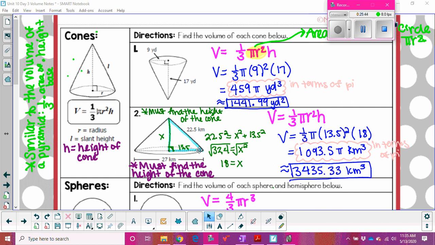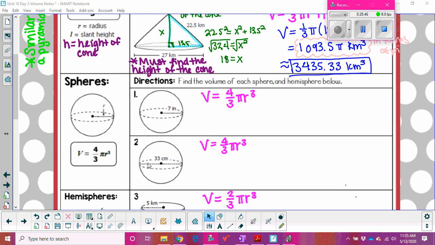Okay, let's move on to spheres. All right, so the formula for the volume of a sphere is 4/3 times pi times r cubed. All right, so looking at number 1 here, all we need is the radius, which we have at 7. So we're just going to go fill this in. We have 4/3 times pi times 7 cubed.